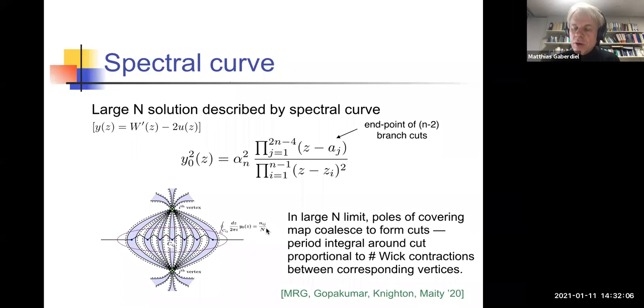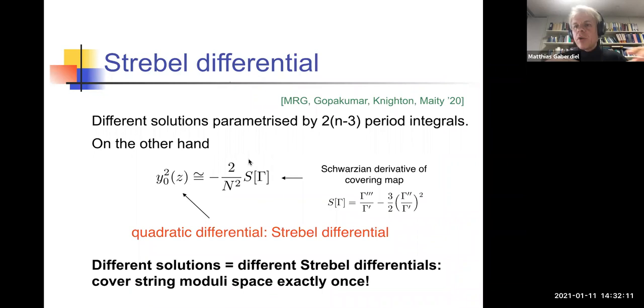So as you sum over all covering maps, you should sum over all such spectral curves with all possible values for this contour integral around these cuts. But the spectral curve, on the other hand, in the large N limit, is equal to the Schwarzian derivative, if you just explicitly plug in what you find when you use its definition, and the Schwarzian derivative is a quadratic differential. So as a consequence, the spectral curve is a quadratic differential, and it's a quadratic differential that has the property that the contour integrals around all the cuts are real. Now, quadratic differentials with this property are called Strebel differentials, and it's a theorem of Strebel that the Strebel differentials exactly cover the string moduli space once. So as you sum over all Strebel differentials, you sum over all points in the string moduli space.